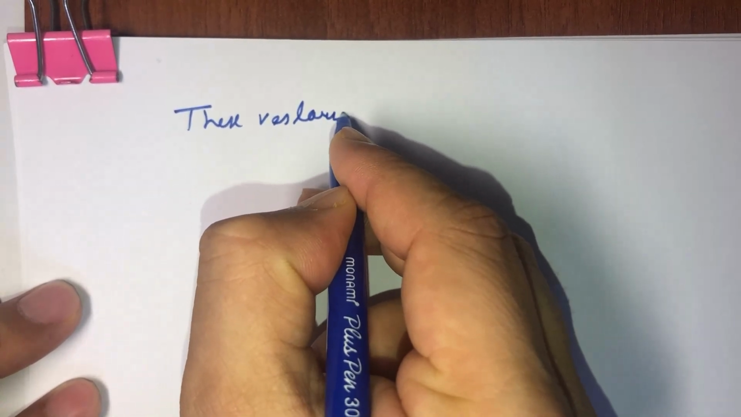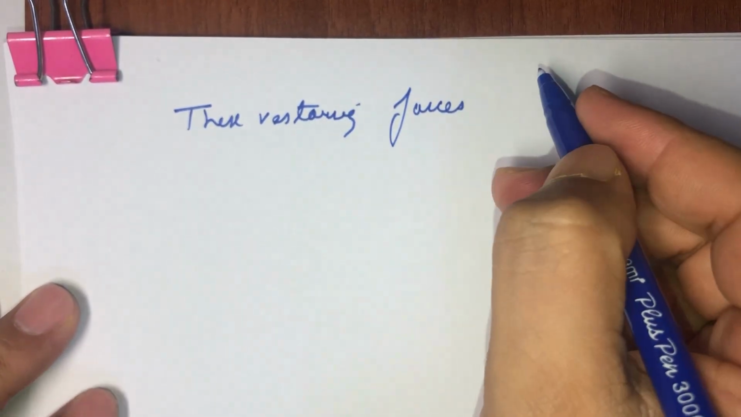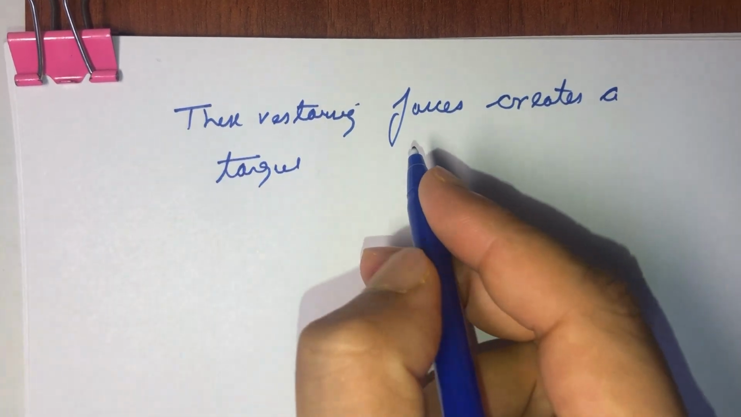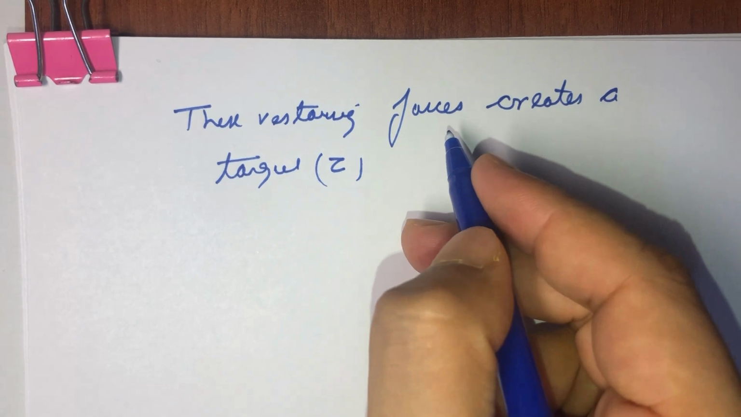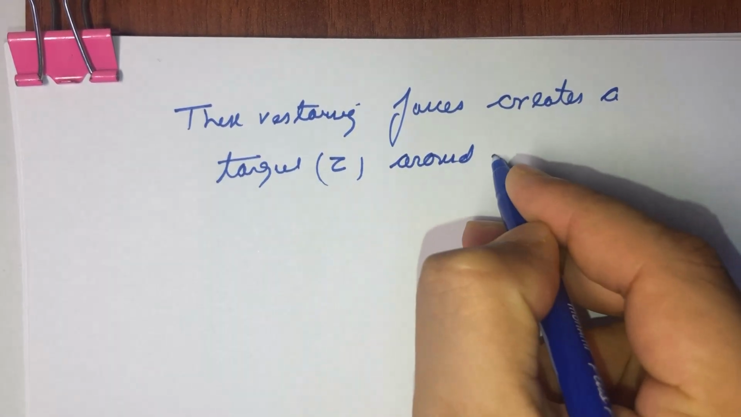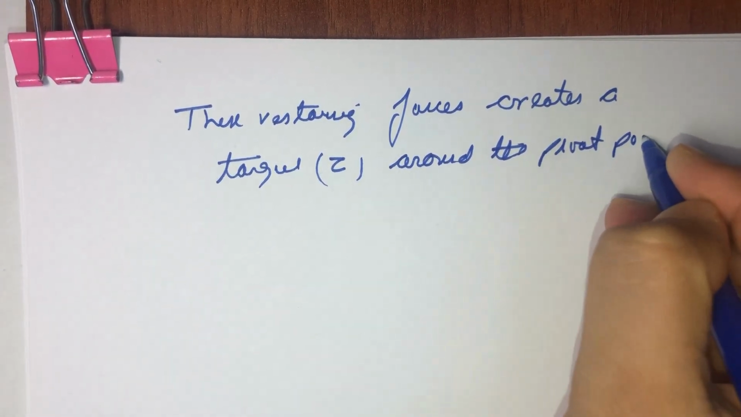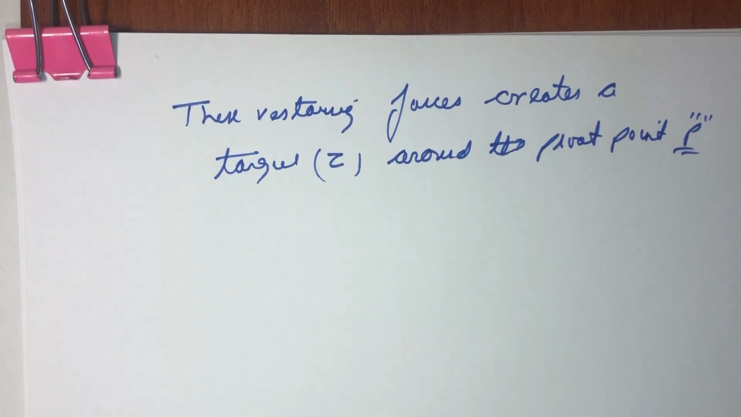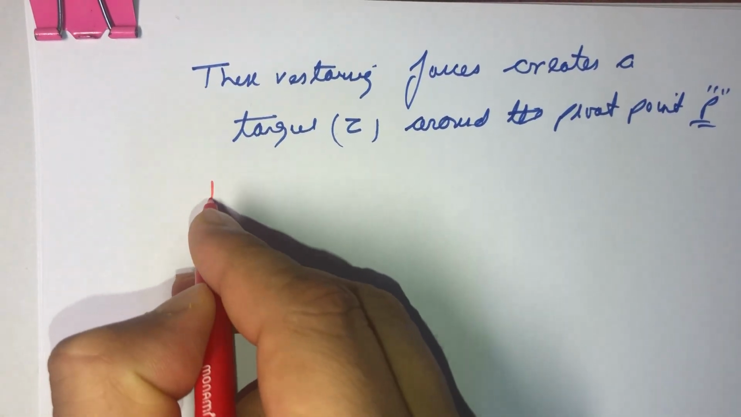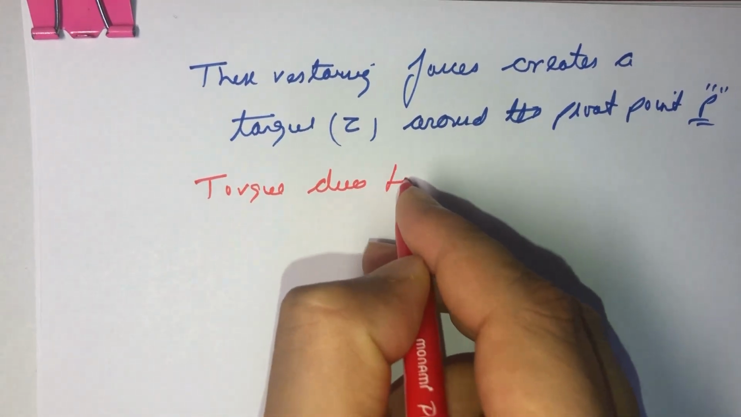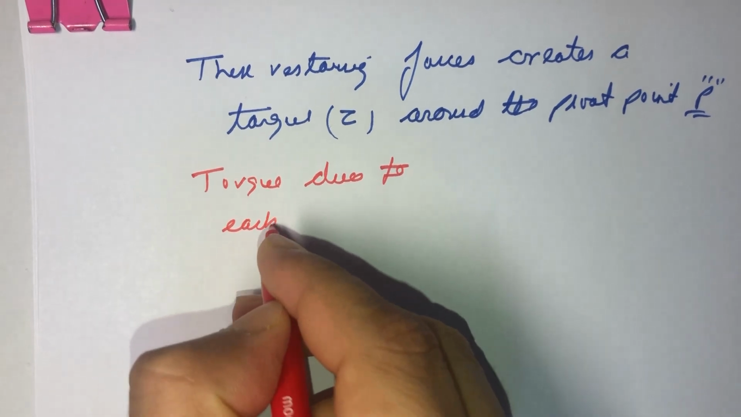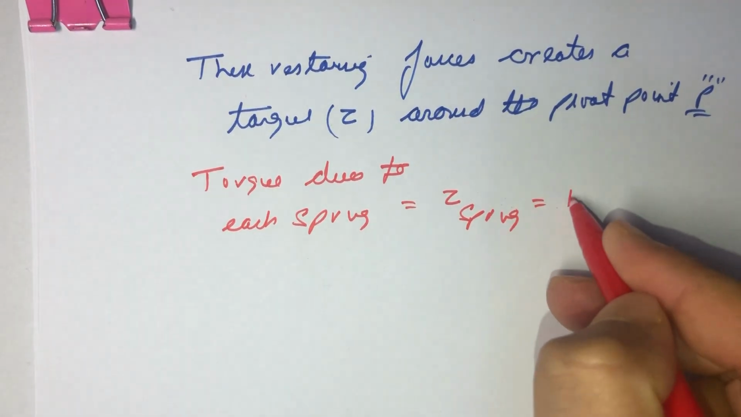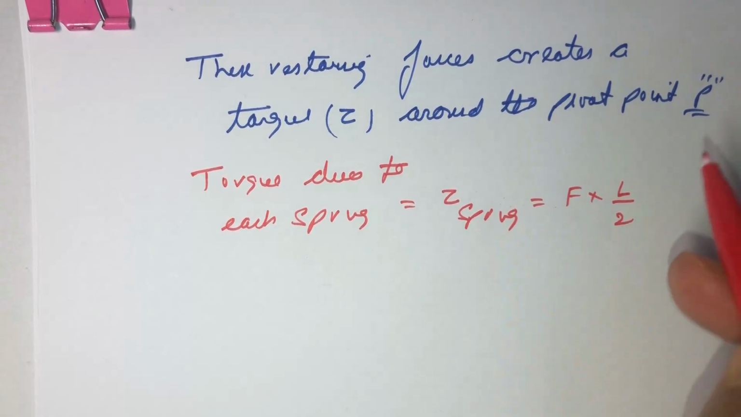These restoring forces create a torque. Let us suppose that is given as tau around the pivot point P. Therefore, we can say the torque due to each spring, let us call this tau spring, will be equal to force multiplied by the distance between the pivot and where the force is being applied.